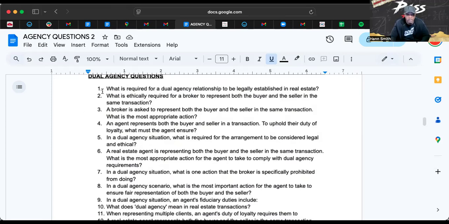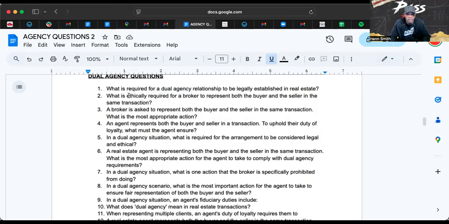So let's look at the first one. What is the requirement for a dual agency relationship to be legally established in real estate? It has to be in writing. The parties have to consent, and it has to be disclosed to the parties that this is the relationship that they're entering into. All right, that's number one.